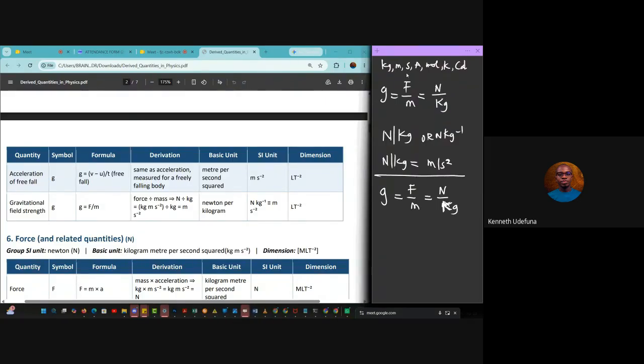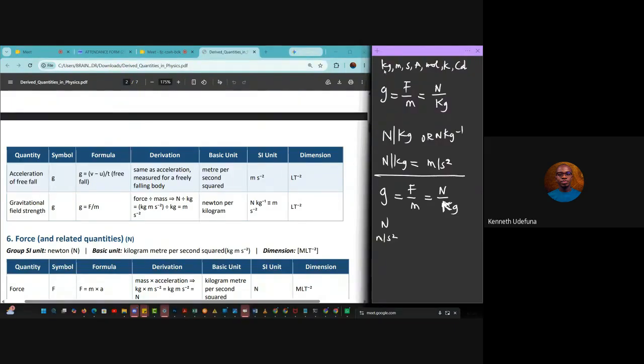Any unit that I write that is not among these basic units is a derived unit. For instance, if I mention the word Newton alone, Newton is a derived unit, because it is not among the fundamental units we have. Or if I say meter per second squared, that is a derived unit too, because it is not among the basic ones. A basic or fundamental unit is a singular unit.